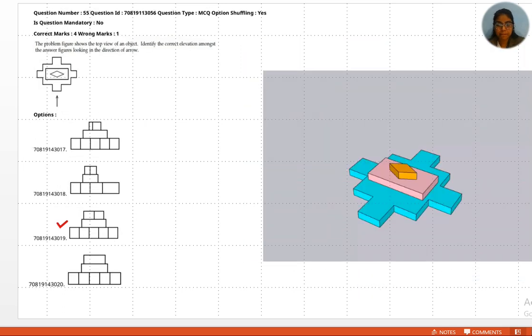Next question. Same question. It is saying the problem figure shows the top view of an object. Identify the correct elevation. Again, you have to find out the elevation by looking in the direction of the arrow. So now look towards the first trick of this question. Just pay attention to all the four options given to you.